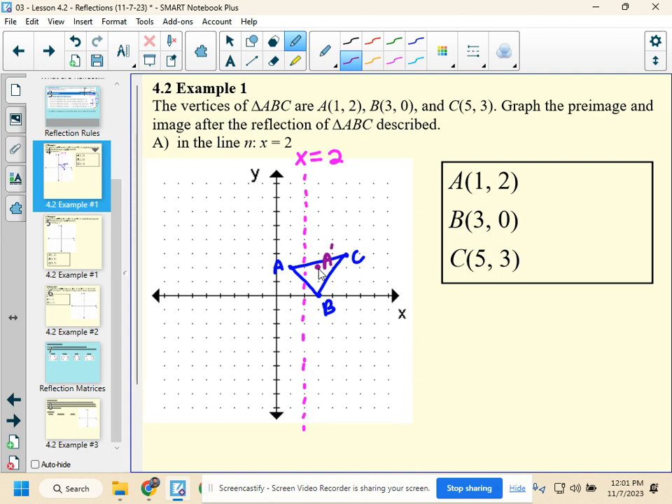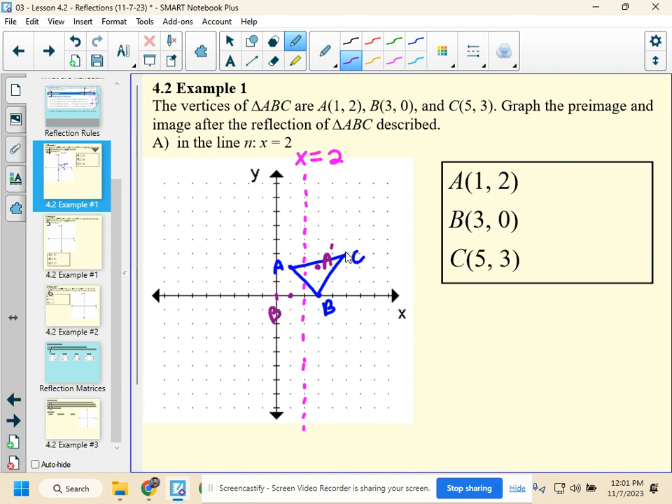Okay, let's do it with B. B starts 1 unit to the right of this line. So when I reflect it over this pink line, we have to end up 1 unit to the left. That's going to be my B prime. And then we'll do the same thing with C.